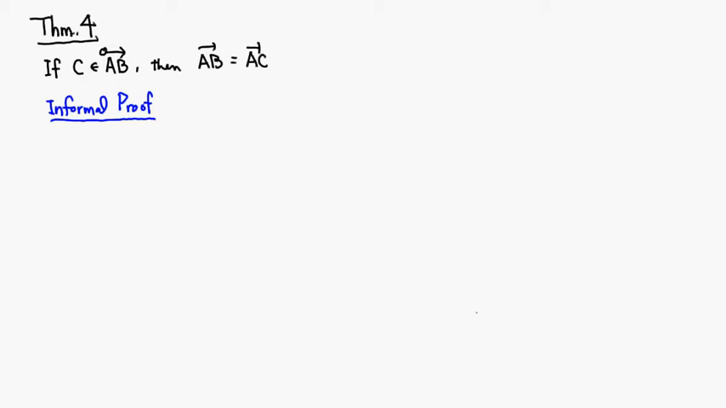Okay, let's look at Theorem 4. It says that if point C is on the open ray AB, then ray AB and ray AC are exactly the same ray. Since the formal proof is given in the textbook, I'm going to do an informal proof and draw pictures and stuff.